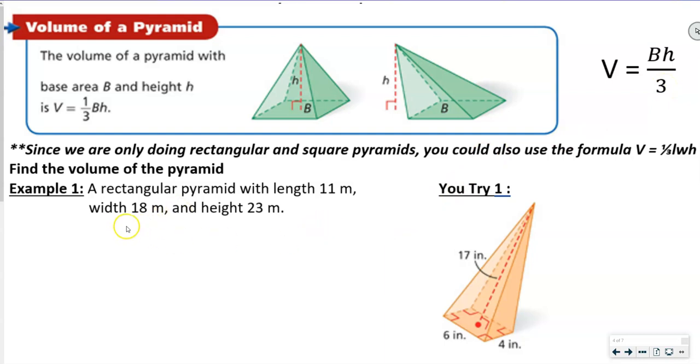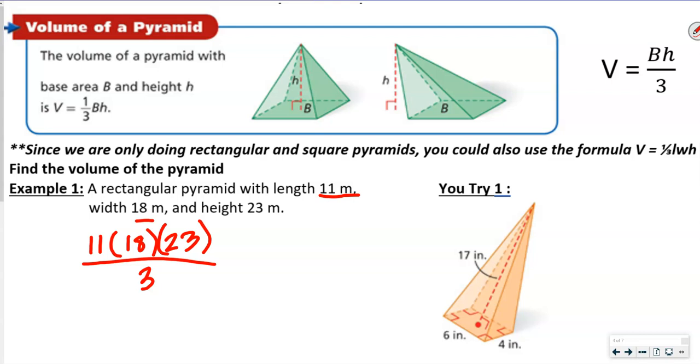So that's what we're going to do with this first one, and it says a rectangular prism with a length of 11 meters, a width of 18 meters, and a height of 24 meters. So obviously our base is our length and our width, right? So we're going to do 11 times 18, and then our height is our 23. So we're going to multiply all 3 of those numbers together, and then we're going to divide by 3 because this is a pyramid. The key here is, does the shape come to a point? If it comes to a point, y'all, then it's going to be divided by 3, okay?